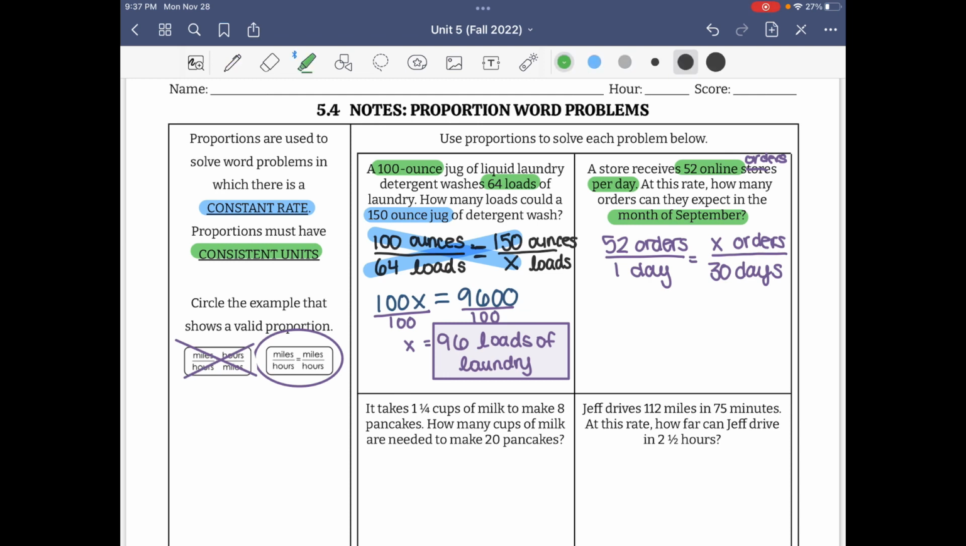Then we do our cross multiplying. 1 times x, that's 1x, equals 52 times 30.